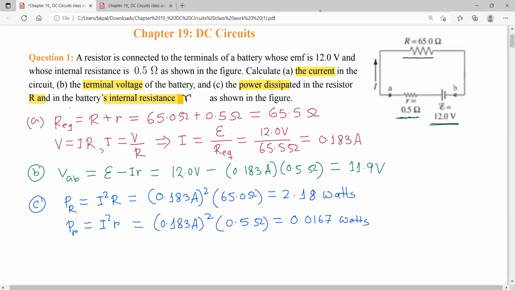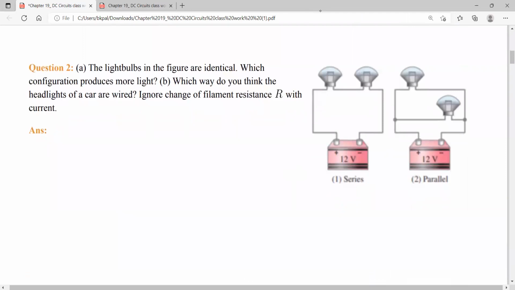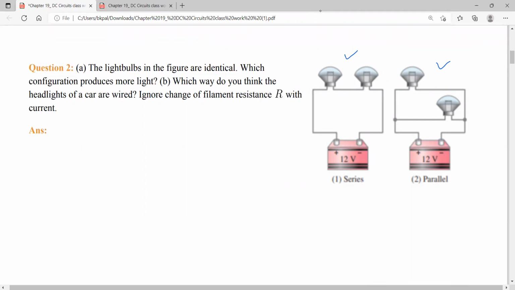Okay, all right. The next one. The next one tells us that we have two different circuits. Two filament bulbs are connected in series here and in parallel here. Now the question is, which configuration produces more light? The second question is, which way do you think the headlights of a car are wired? Here we are ignoring the change of filament resistance R with current.